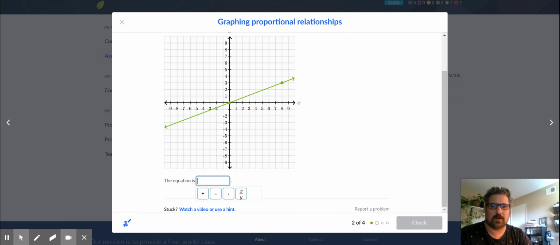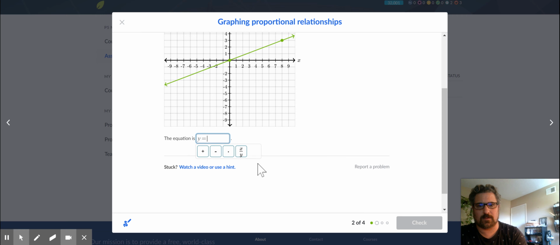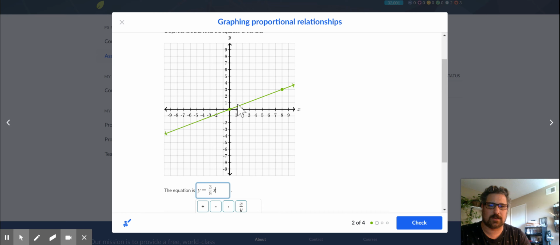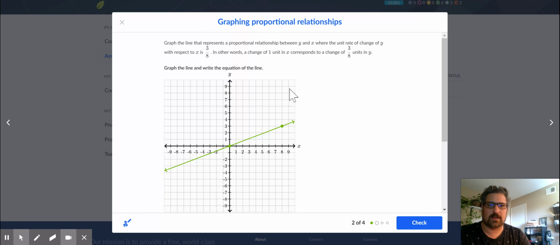And then we're going to write the equation for this, y equals 3/8. So we want to do our 3 over 8 as our multiplier. So that's our slope, and times x. So y equals 3/8 x is going to be your equation. This is the graph and what it looks like. Every time the x is increased by 1, the y is increased by 3/8. And that matches the story.